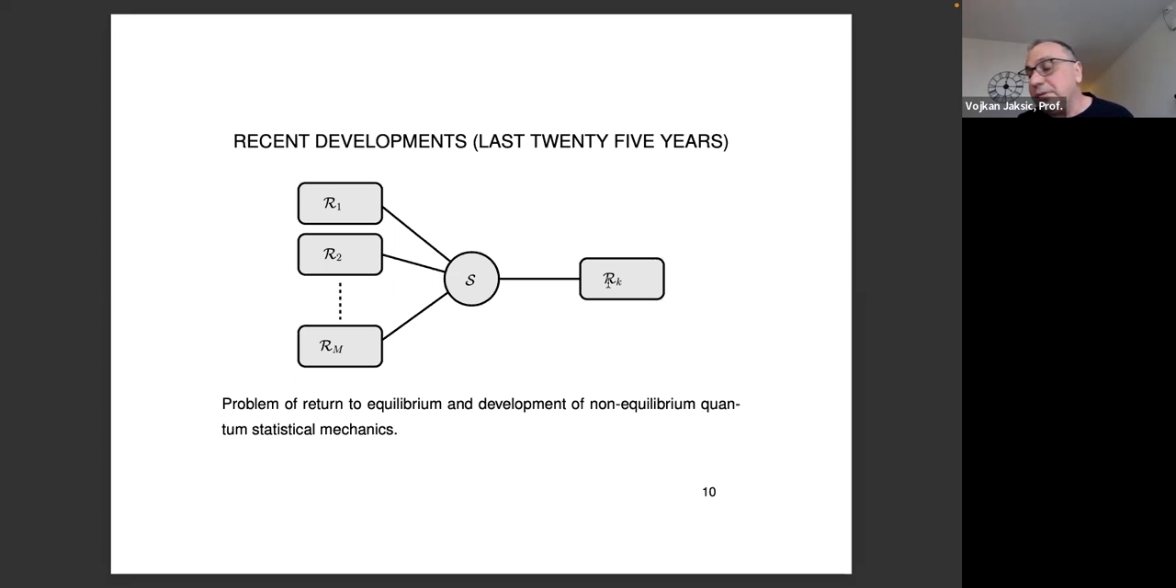And there are two cases one considers here. The case one, when we have a single reservoir. If you have a single reservoir at some temperature beta coupled to a small system, then this reservoir, one expects under normal conditions, drives the small system to the thermal equilibrium state at the same temperature. From any state, it will drive S to the Gibbs state, e to the minus beta H_S, normalized, where H_S is the Hamiltonian of the small system.